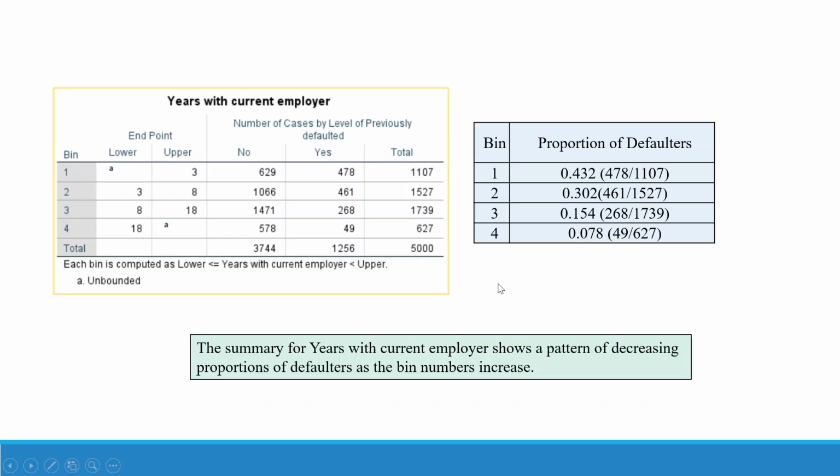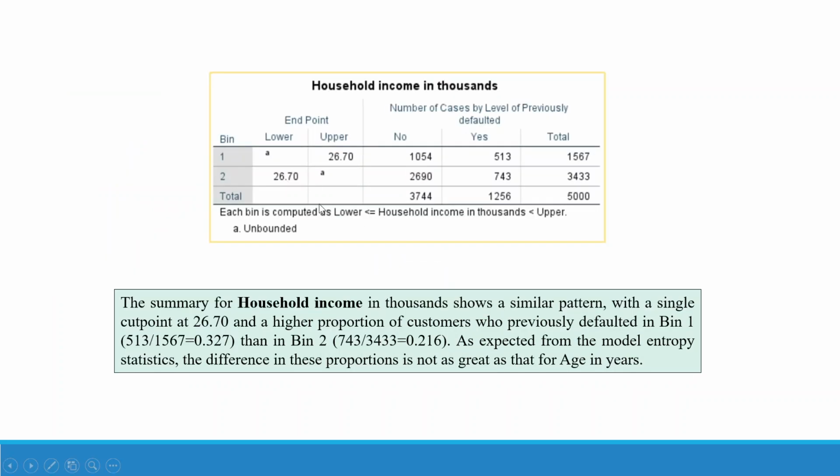So when we are giving a loan to any customer, the factors we can consider are the age and years with current employer. These are the factors on which we will be able to decide the likelihood that the customer will default or not default. The next is household income in thousands. So bin 1 is up to 26.70 and the second bin is more than 26.70. 513 cases are in the first bin, 743 cases are in the second bin.